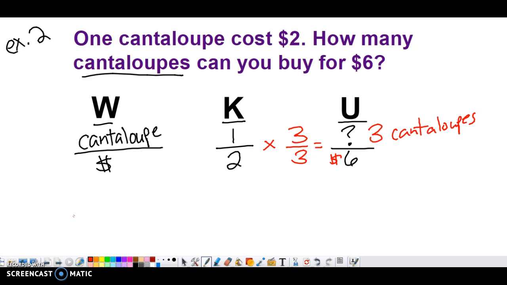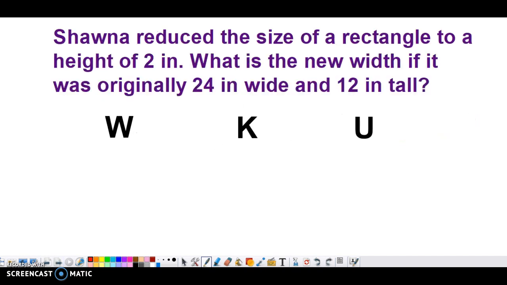And our last example, now this one's a little bit tricky. That's why I wanted to do this one with you before you got to practice on your own. Example number 3.